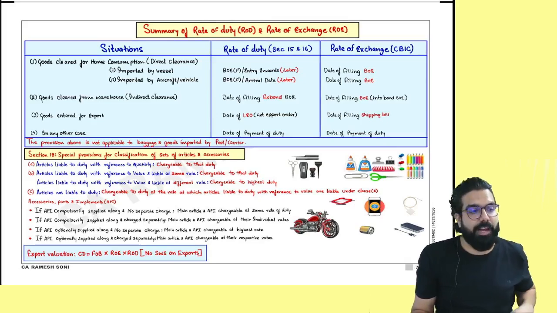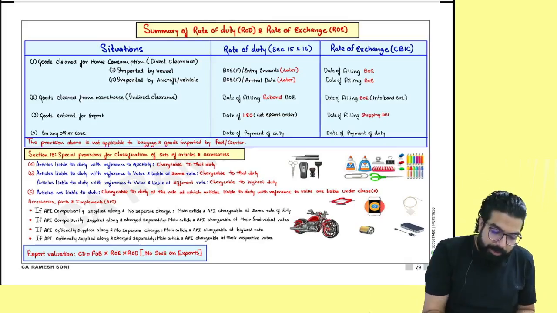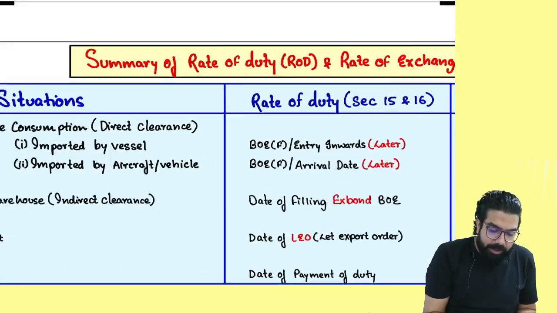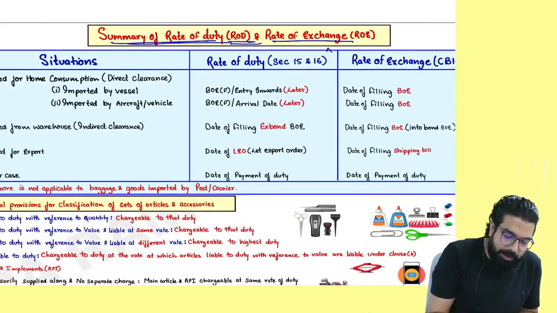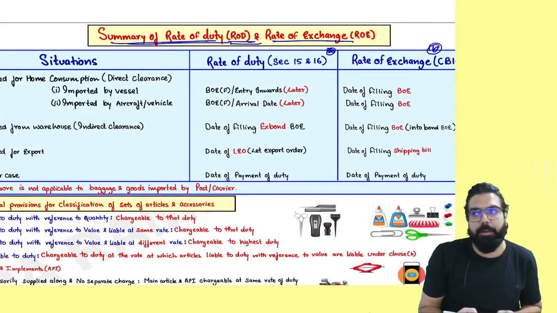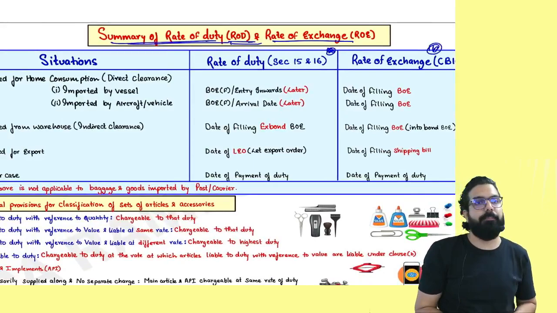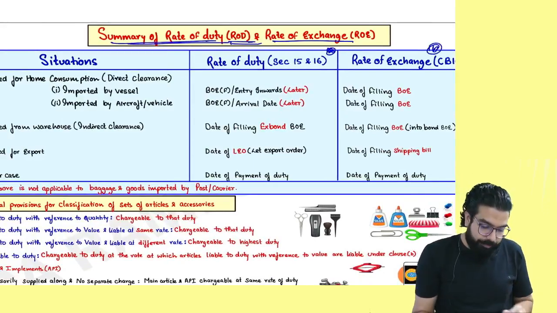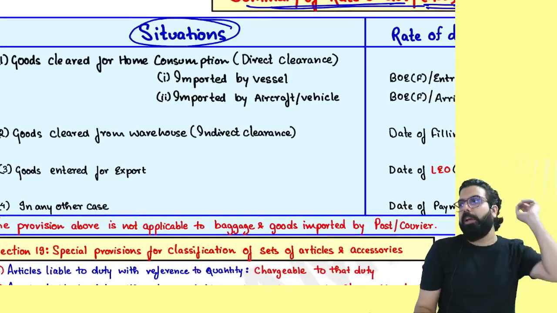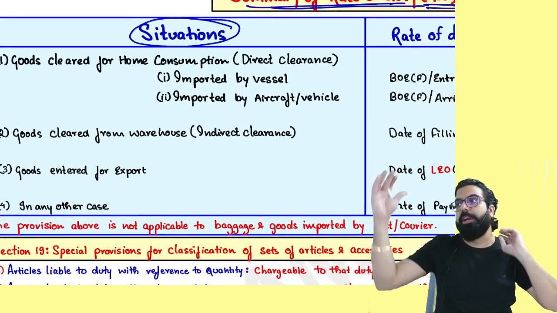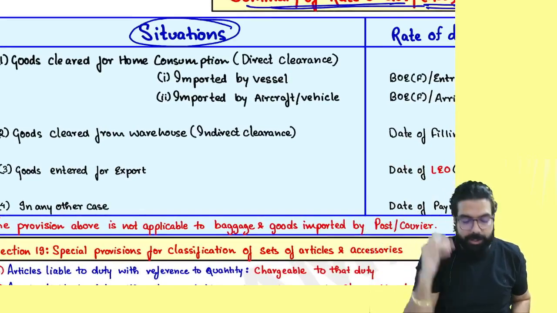Everyone over here, please listen carefully. It says summary of rate of duty and rate of exchange. You will 100% need this in your exam. Very, very important. Now listen. Supposing your goods have come from outside India.